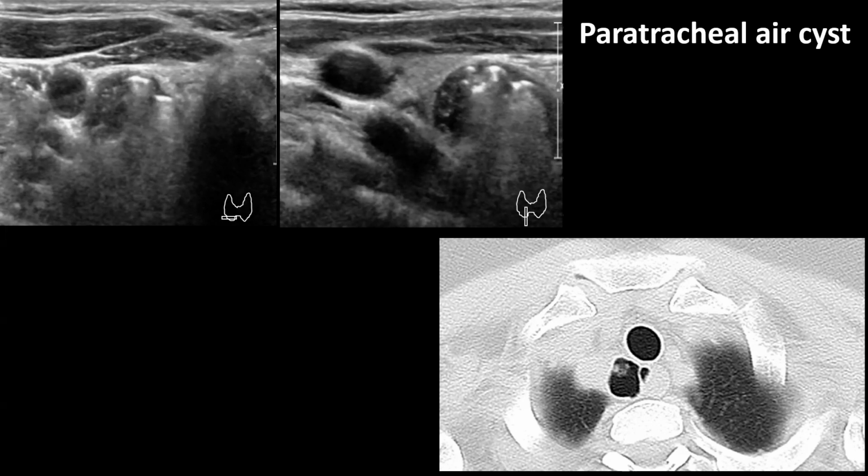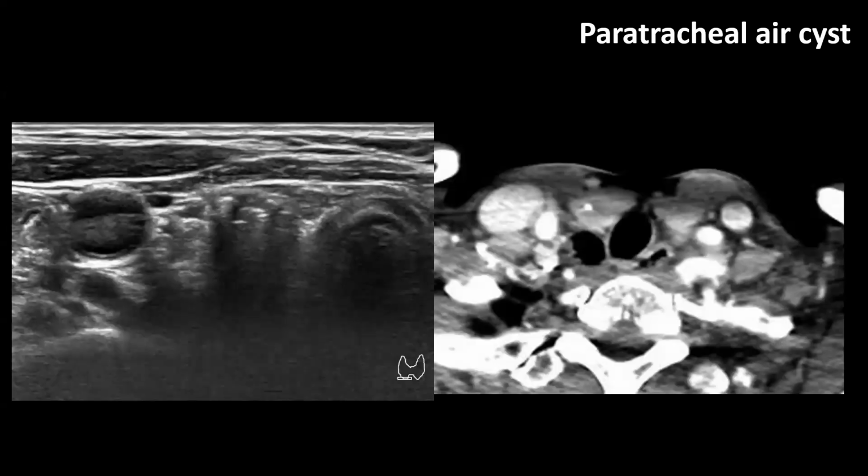In this case, you might think of the paratracheal air cyst when the mass is located at the lower part of the right thyroid gland. It's another case of the paratracheal cyst. The echogenic spots that you can see here are also dirty shadows by air.